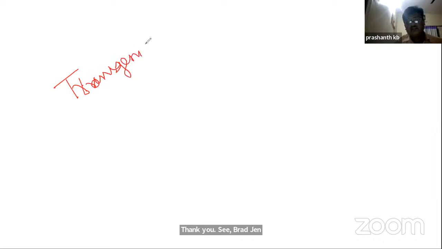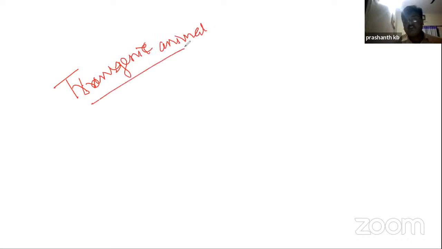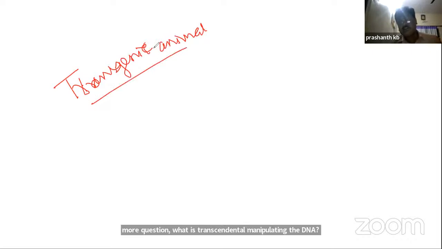Transgenic. Okay. 1 mark question. What is a transgenic animal? Manipulating the DNA of the animal is called transgenic. But what is the use? To obtain the products which are beneficial for humans. That's why it is called a transgenic animal.